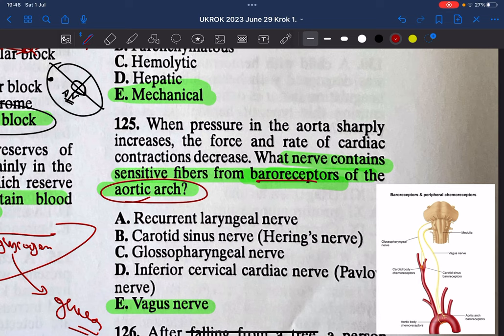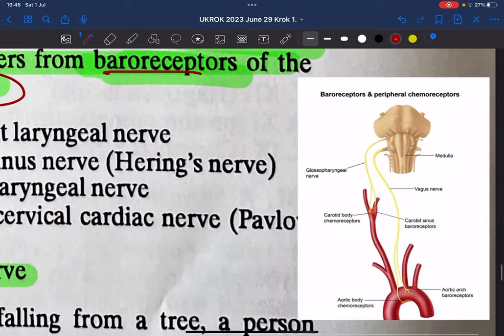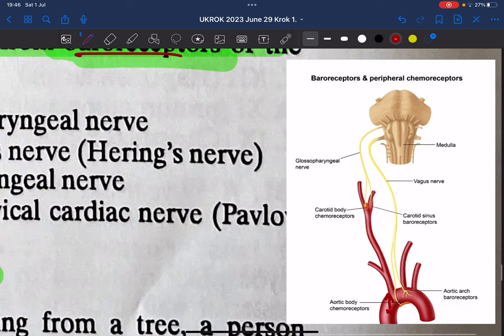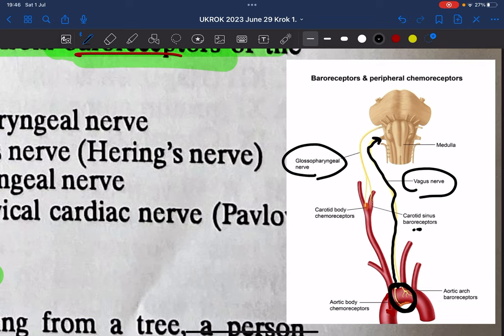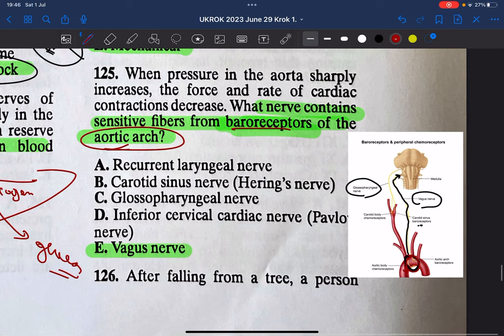Baroreceptors, first of all, are the receptors that sense blood pressure changes. When the blood pressure increases, these baroreceptors get activated to tell the brain that we need to lower the blood pressure. Baroreceptors in the aorta give information to the brain by the vagus nerve. Baroreceptors in the carotid artery give information to the brain by the glossopharyngeal nerve. So here they are telling us about the aorta, so it's the vagus nerve.